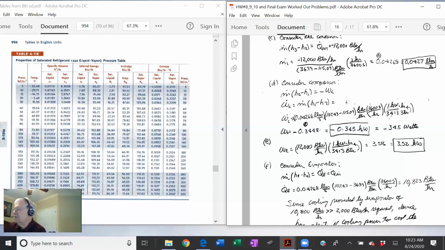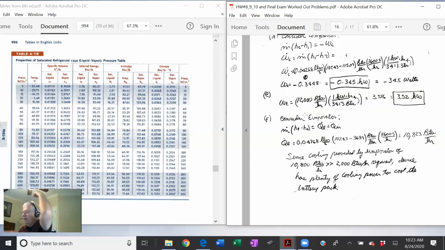Now let's look at, do we have enough cooling capacity on the cold side, the evaporator side, to simultaneously cool our electronics? Well, electronics only need about 2,000 BTUs per hour. Let's see how much we've got. If we do the evaporator, m dot times (h1 minus h4) equals the Q dot of the evaporator, or the Q in. It's sucking heat in, cooling. It's cooling, which I like to think of as sucking heat in.